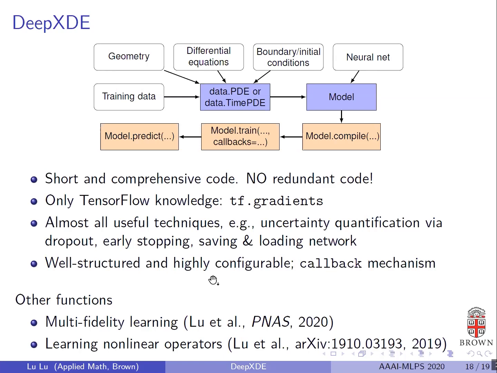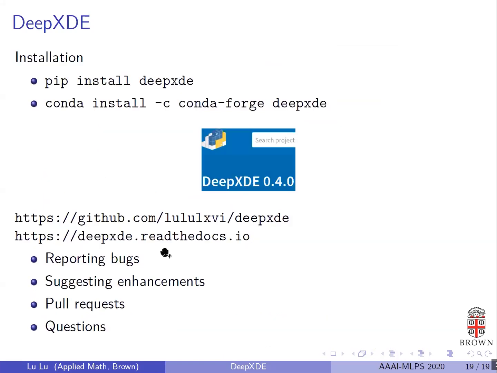Also, currently DeepXDE supports a few other functions, like the multi-fidelity learning we proposed in this paper, and also learning nonlinear operators, which we proposed in this paper. So there are extra functions. The software can be installed by either pip or conda, and here is the website for the software. Welcome to report any bugs, suggestions, or pull requests. That's it. Thank you.